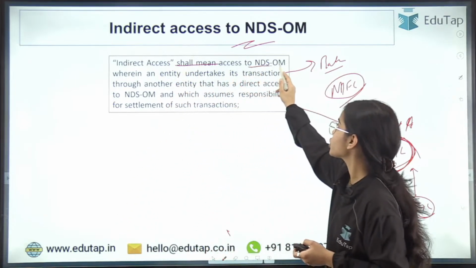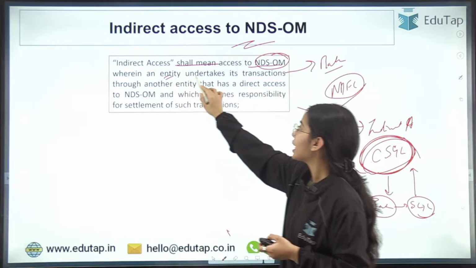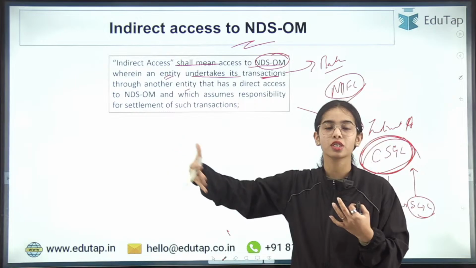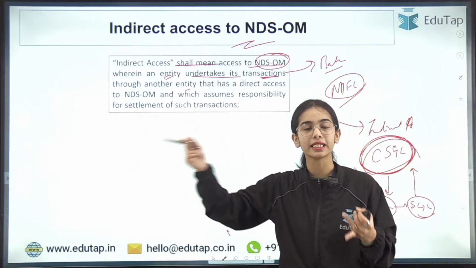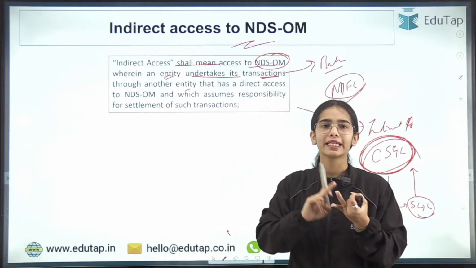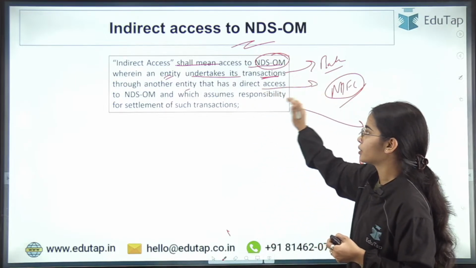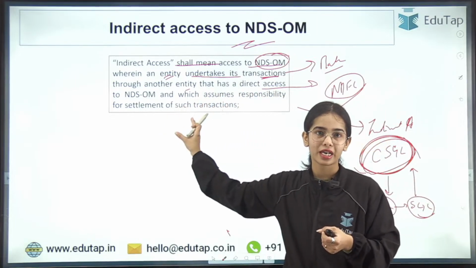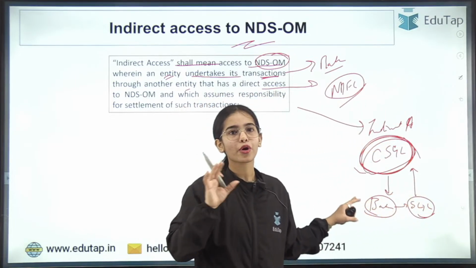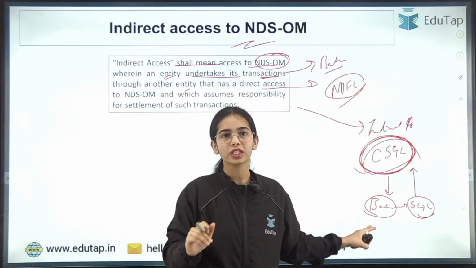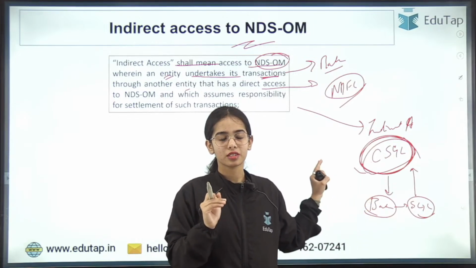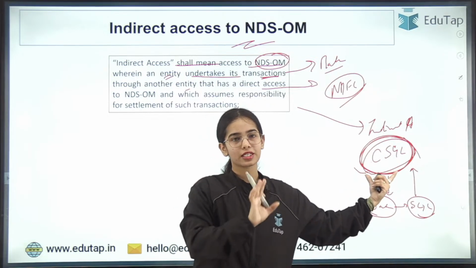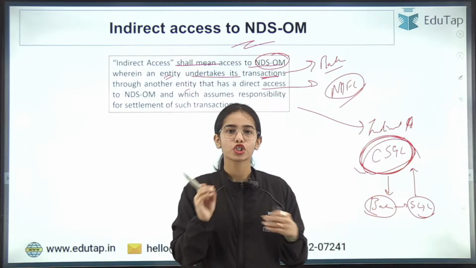Indirect access shall mean access to NDS-OM wherein an entity undertakes its transactions through another entity. So we are doing transactions in government securities through some other entity, that is the bank or NBFC, that has direct access to the NDS-OM and assumes responsibility for the settlement of such transactions. The bank or NBFC, under their SGL account, will open the constituent subsidiary general ledger account for the indirect access of the customer. So this is the basic idea.